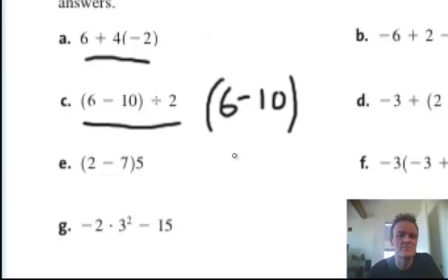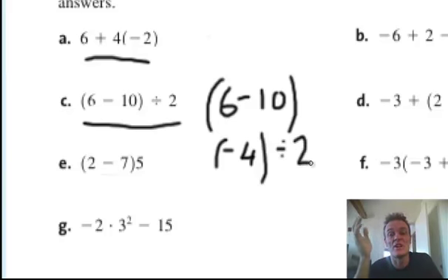6 take away 10. Well, 10 take away 6. Opposite, just switch it. 10 take away 6 is 4. So 6 take away 10 is negative 4. So that is negative 4. That's the parenthesis done. I will then divide it by 2. So I know that 4 divided by 2 is 2, but negative 4 divided by 2 is negative 2.